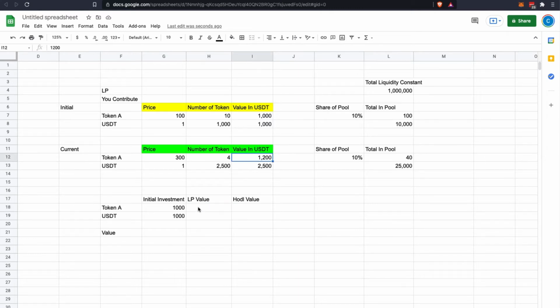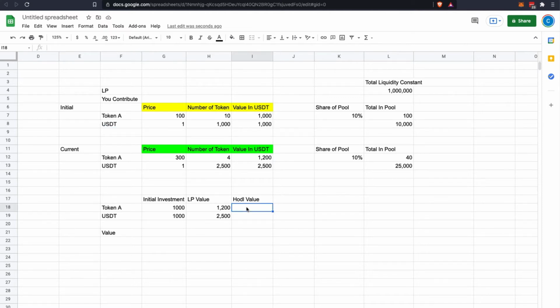If we look at the LP value here, for token A it will be 1,200, because you take the current price of $300 multiplied by the number of tokens you have, which is 4, giving 1,200. And for USDT, it has increased to 2,500 here. And there is this part called the hodl value. What is hodl value? Hodl value is when you did not contribute the number of tokens you initially had into the LP pool. You just hold them in your wallet.